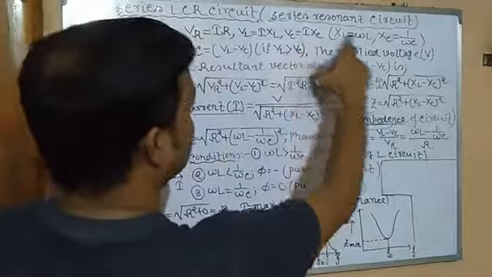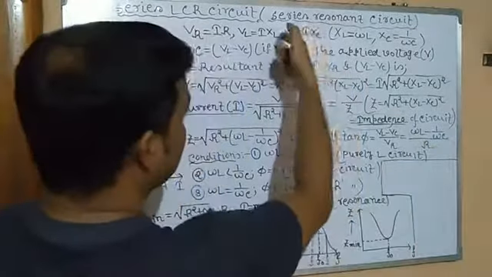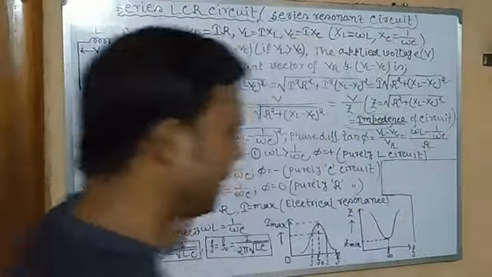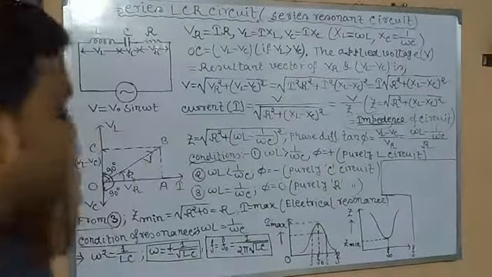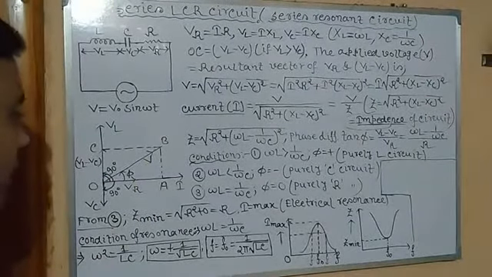So we will have (XL minus XC) by R. Then XL is equal to omega L, and XC is 1 by omega C, divided by R. Very easy, just putting the values. Now from this we can have some conditions. So let's discuss the conditions.